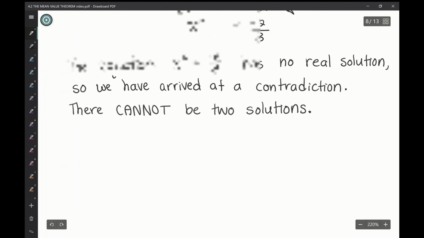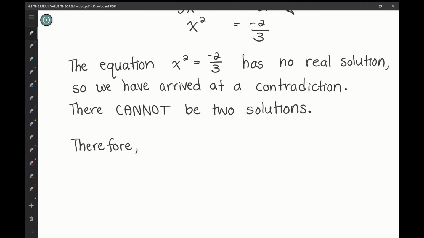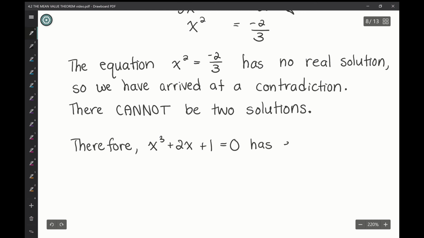Okay. Therefore, bringing our 2 pieces together, we know there's at least 1, and there cannot be 2. So therefore, x cubed plus 2x plus 1 equals 0 has exactly one real solution.